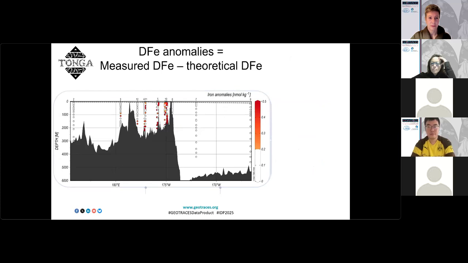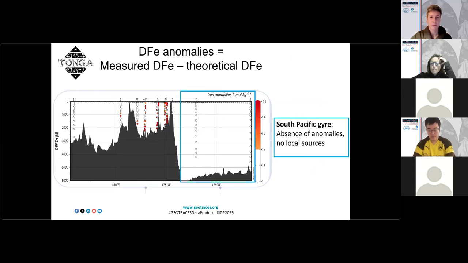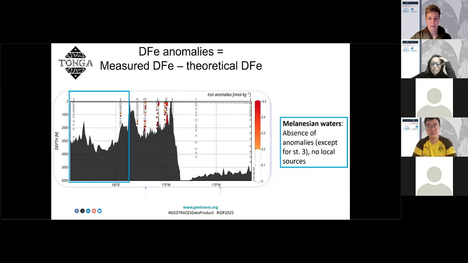Now this figure represents the iron anomalies with a threshold of above 0.2 nanomoles obtained by subtracting this theoretical dissolved iron distribution to the measured dissolved iron. So what we see is that to the east, the lack of anomalies demonstrates that there is no local source supplying iron to the waters of the South Pacific Gyre. To the west, in the Melanesian waters, except at depths at station 3, there are no anomalies greater than 0.2 nanomole, meaning no local sources either.